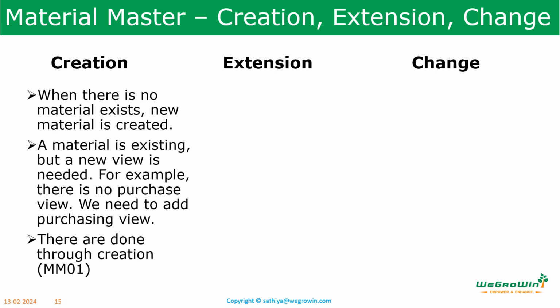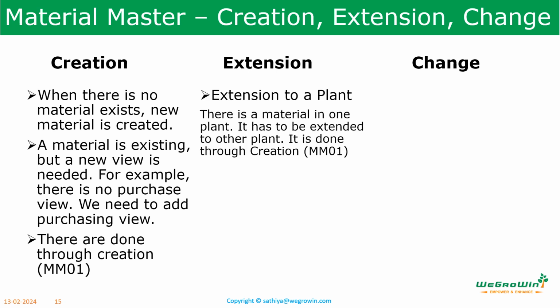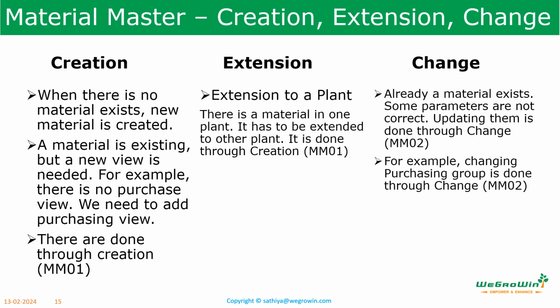That is also MM01. Extension means there is a material in one plant which I want to extend to another plant. Right? There is a plant like 1700. I want to extend the material to 1710, another plant. Then I will use this extension, but that is also done through the transaction called MM01. Then change is, I have a material already there, but I want to change some parameters. For example, the procurement type is not correct, the plant lead time I have to correct, or the MRP controller I have to change. These things I have to do with the transaction called MM02. So please understand these differences: what is creation, what is extension, what is change.